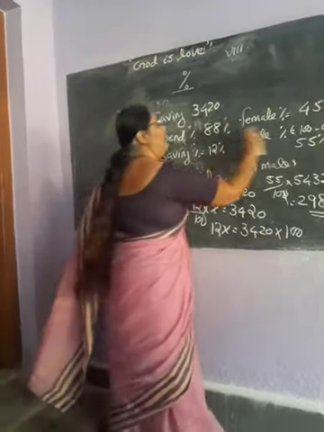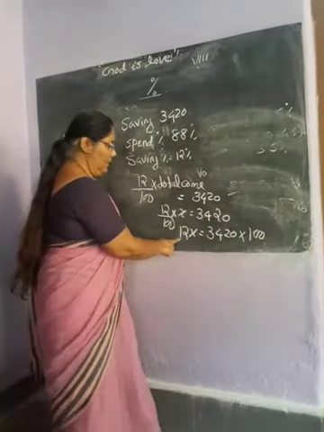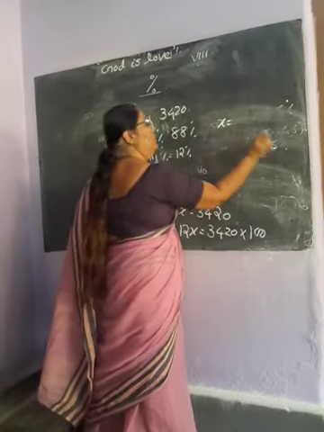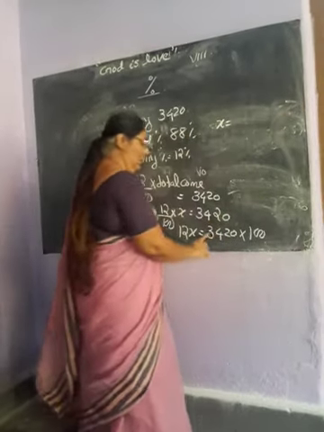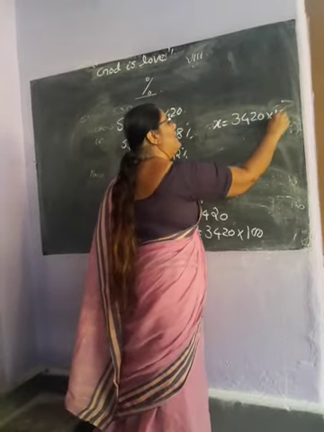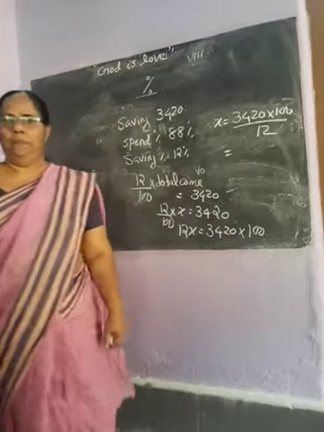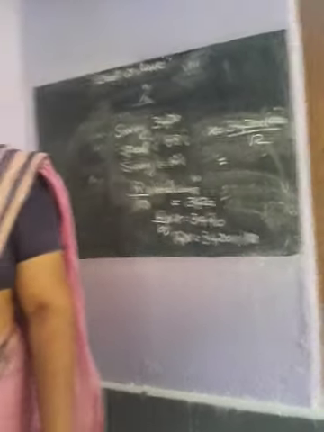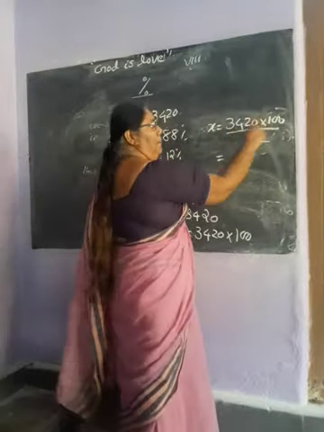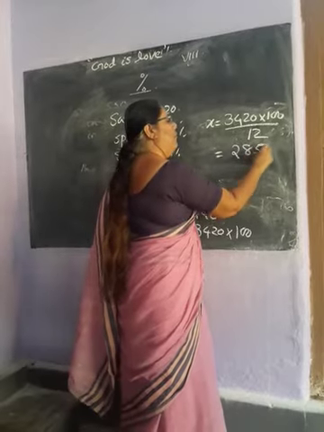Now, write the next step. We convert this 12 to the other side. Therefore, x is equal to 3420 into 100 by 12. What's the answer? After multiplication, divide by 12, then you will get 28,500. Understand? Dividing by 12, you get 28,500.